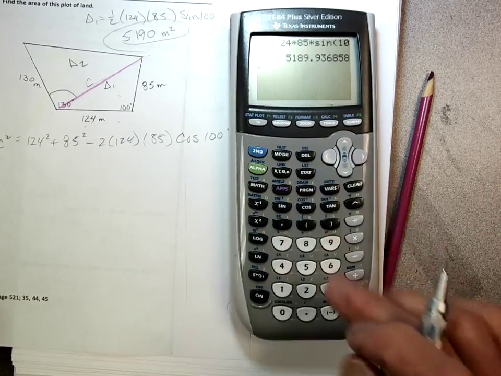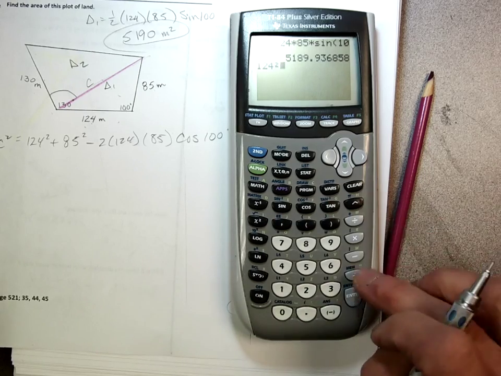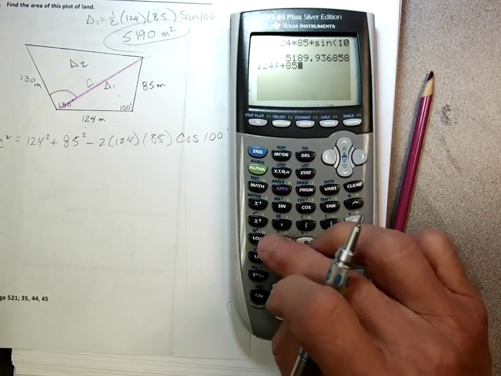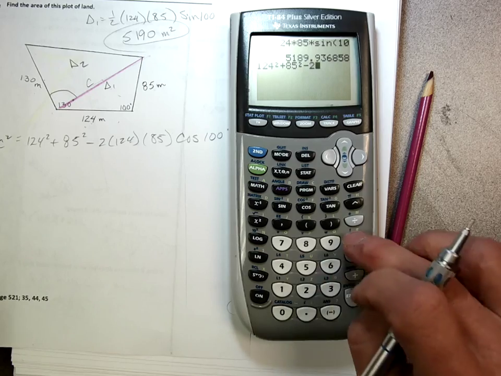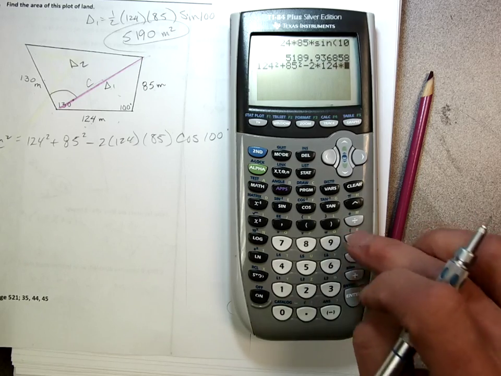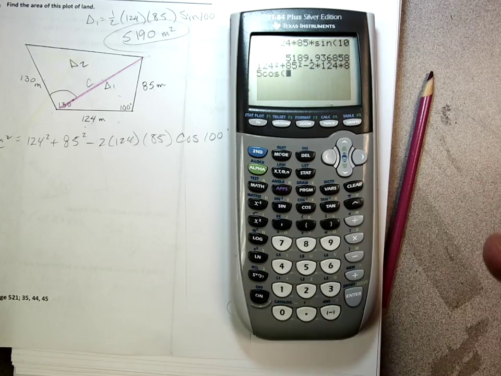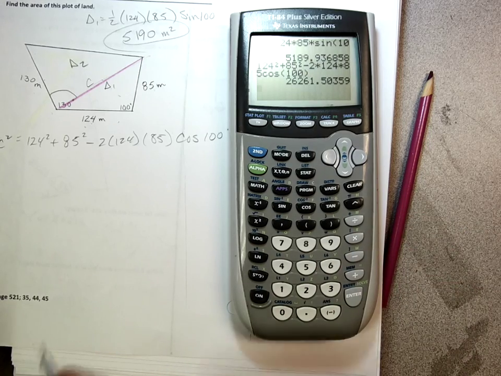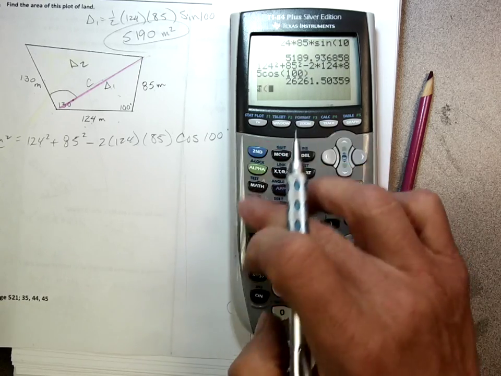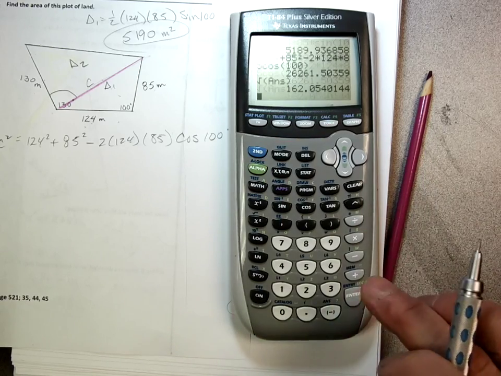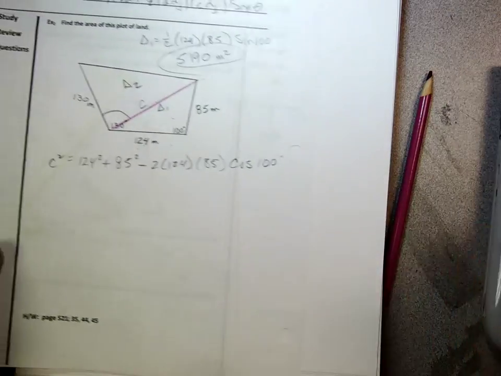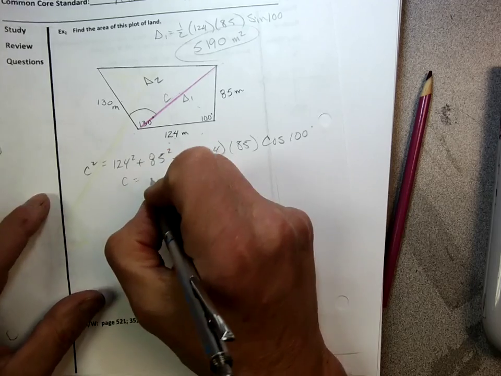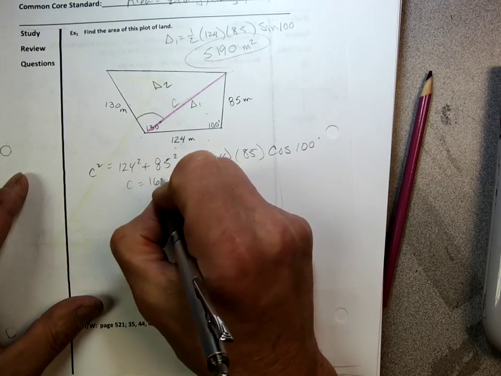So I'll go 124 squared plus 85 squared minus 2 times 124 times 85 times the cosine of 100, right? I need to square root that answer because it's C squared. So I square root that answer, and I get about 162. So C is approximately 162.